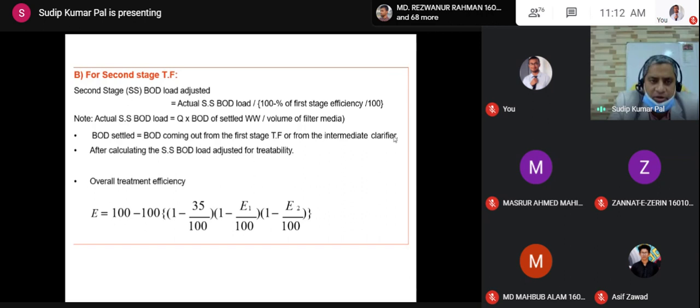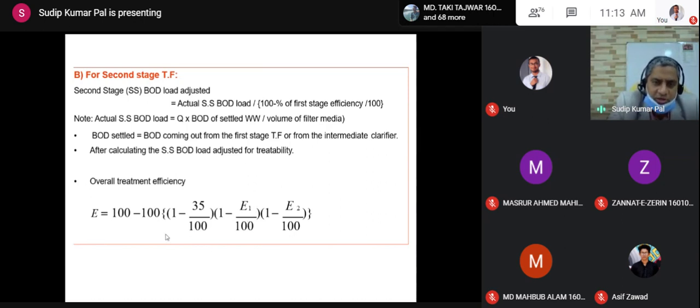After calculating the assessed BOD load adjusted for treatability, overall treatment efficiency can be calculated by E equals 100 minus whatever is treated, 100 into 1 minus 35 by 100, 1 minus E1. E1 is the first stage efficiency, E2 is the second stage efficiency. I'll show you the equation in a minute. Just remember that when it is the second stage, then we have to calculate the first stage efficiency first, and after that we have to move into the second stage. And this is overall treatment efficiency.